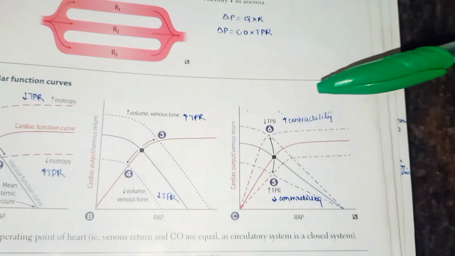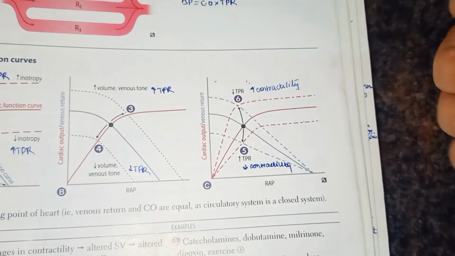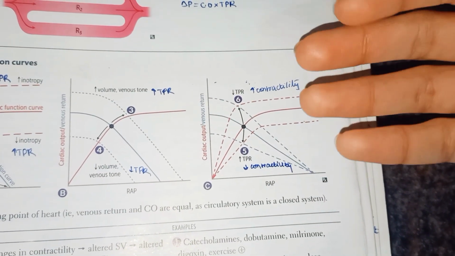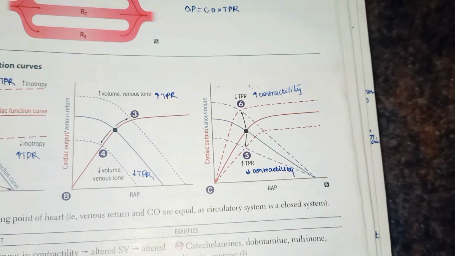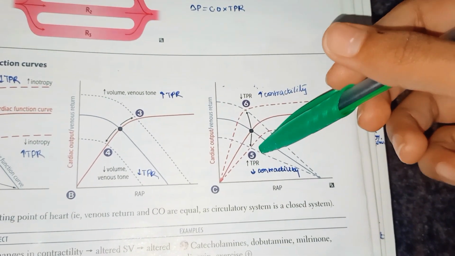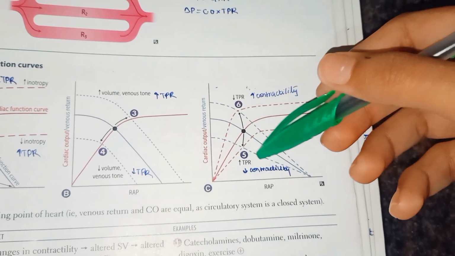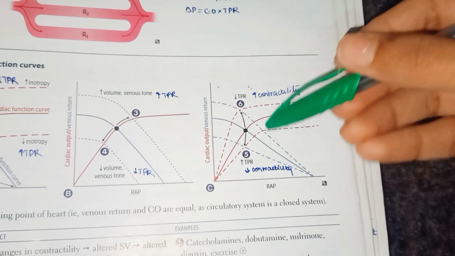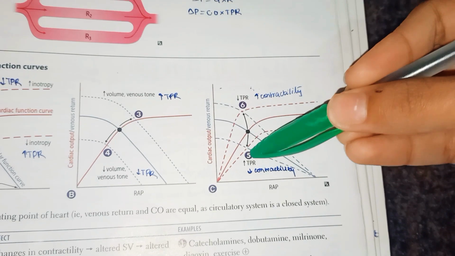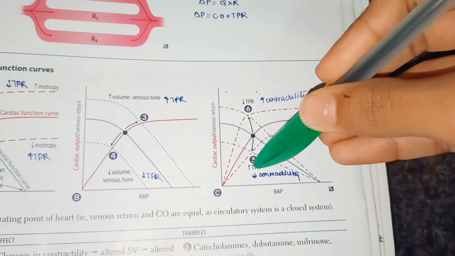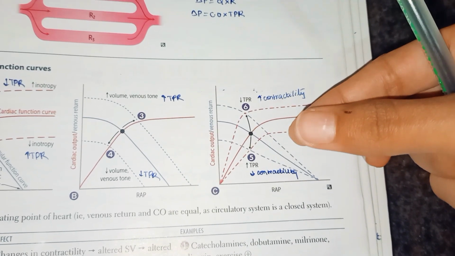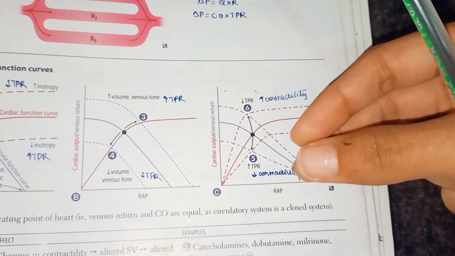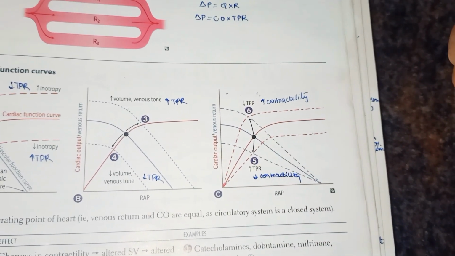Next, coming to the total peripheral resistance. Changes in total peripheral resistance lead to altered cardiac output, and that will again change the right atrial pressure. Here we'll take the example of vasopressors. Whenever the vasopressors are activated, there's an increase in total peripheral resistance, but there's decreased contractility, because here the total peripheral resistance is high, so the heart is unable to contract against this high pressure.